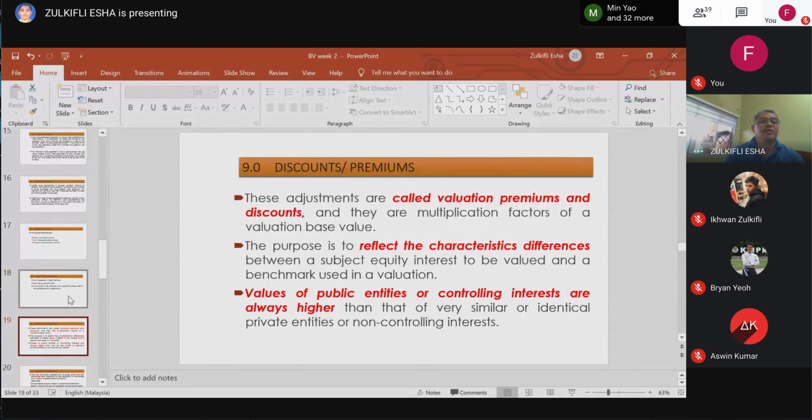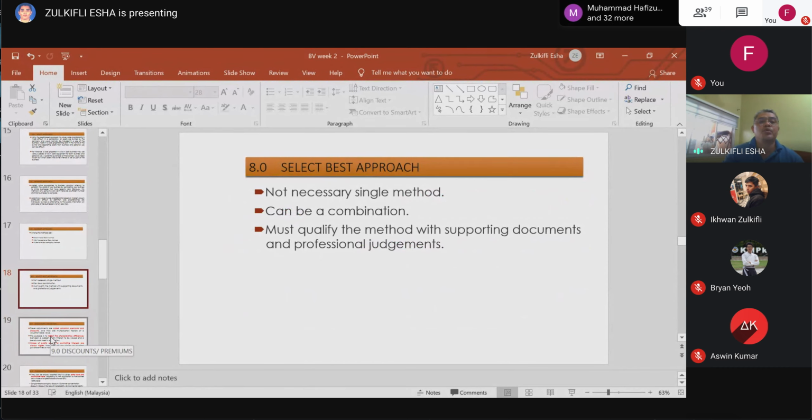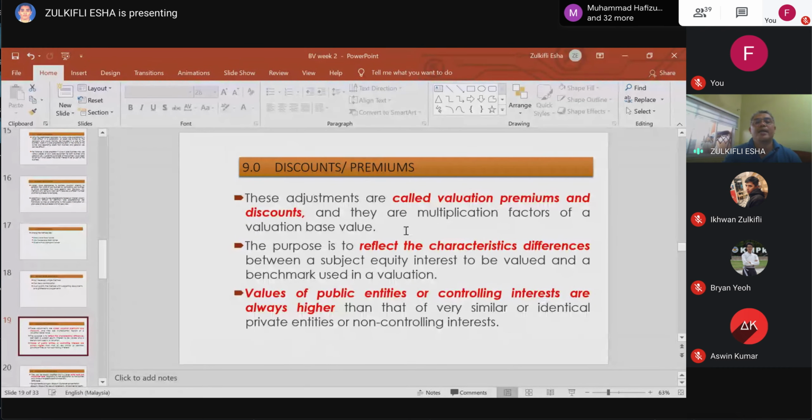acceptable by the market. So after you have selected your best approach, you need to consider any discounts or premiums associated with the companies. So you need to go through lah. These adjustments are called valuation premiums and discounts, and they are multiplication factors of a valuation-based value. The purpose is to reflect the characteristic differences between a subject equity interest to be valued and a benchmark used in valuation. So subject equity interest is the subject company lah. So benchmark normally is the comparison lah, the comparable that you use.